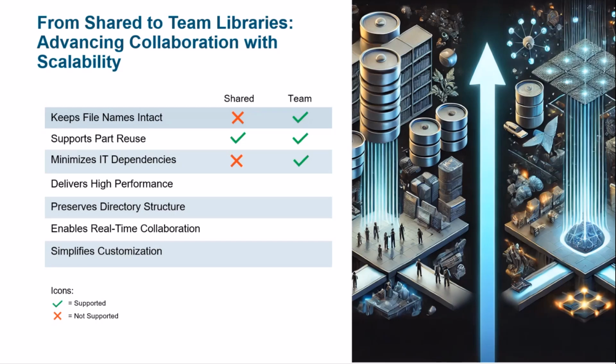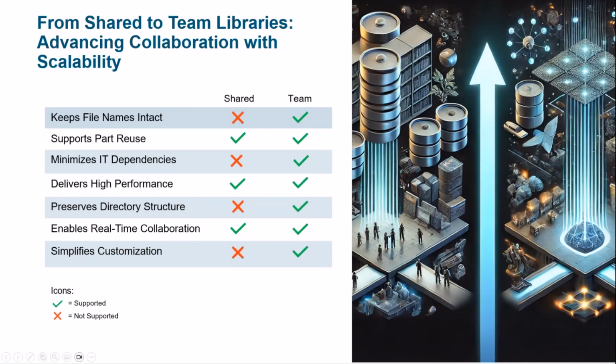All this hassle goes away when you are not dealing with the shared library and start using the team library. Both were delivering high performance, so that was good. Directory structure is preserved in the team library, which is not the case with the shared library. Real-time collaboration is possible with both the shared library and the team library. And when it comes to customization, it's really difficult to customize using the shared library, whereas with the team library, it is really easy.